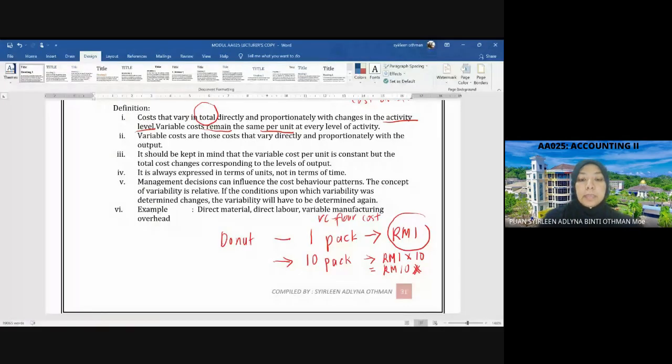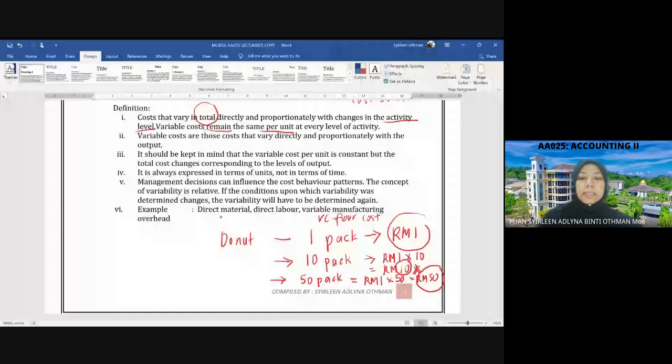Okay, let's say you nak keluarkan 50 packs. So bila you keluarkan 50 packs, your direct materials tadi, which is your variable cost, is no longer RM10 lah. Sebab kita tahu untuk keluarkan satu pack is RM1. So now I nak keluarkan 50 pack, so I akan darab dengan 50. So my variable cost will be RM50. So apa yang kita maksudkan dengan variable cost ni, nilai dia berubah-ubah dalam bentuk total, I am referring to benda yang saya bulatkan ni tadi. Okay, RM10, RM50.